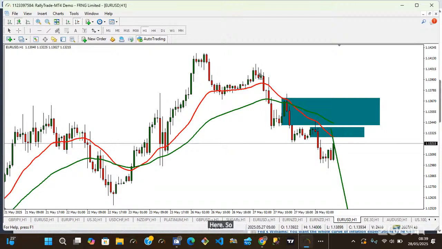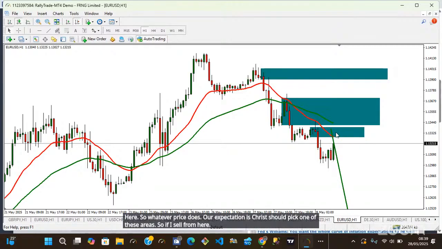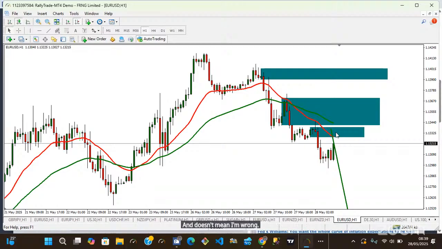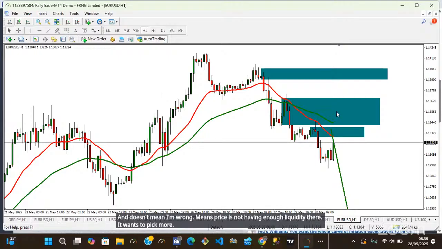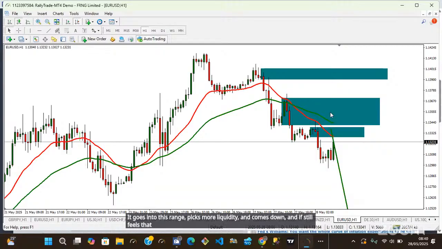So whatever price does, our expectation is price should pick one of these areas. So if I sell from here and it doesn't mean I'm wrong, it means price is not having enough liquidity there. It wants to pick more. It goes into this range, picks more liquidity and comes down. And if it still feels that liquidity is not enough for further downward movement, it goes as high as this point and picks it.